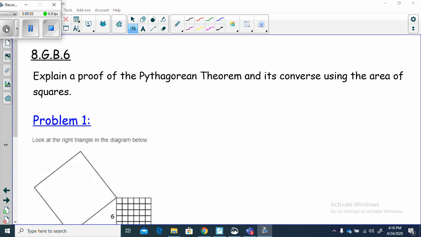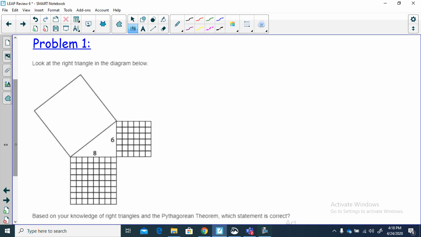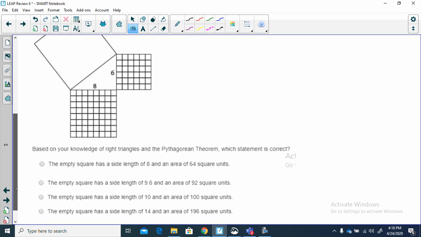This is 8GB6, problem 1, where we explain a proof of the Pythagorean theorem and its converse using the area of squares. Now, we're going to look first here at this problem down here. It says, look at the right triangle in the diagram below. Based on your knowledge of right triangles and Pythagorean theorem, which statement is correct?